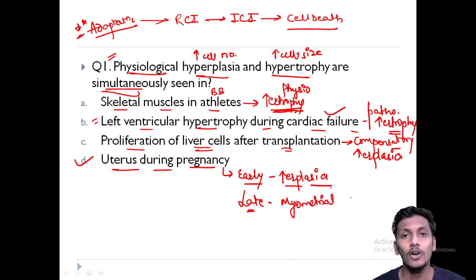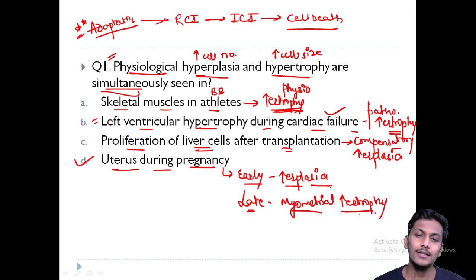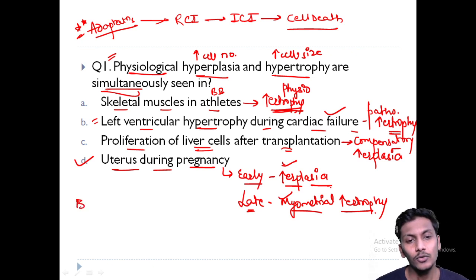Now the smooth muscle cells of your uterus will undergo hypertrophy. After mid gestation, the predominant mechanism for uterine size growth is what? It is your myometrial hypertrophy. So the uterus is such an organ where we can see hyperplasia and hypertrophy both occurring at the same time, that is during pregnancy. But here, if they ask you breast, please remember, if they ask you breast during puberty or during pregnancy, that would be the best answer.